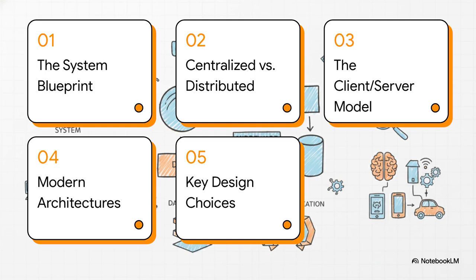So, to get our heads around all this, here's our plan. We'll start with what this blueprint actually defines. Then we'll dig into the huge fundamental choice between centralized and distributed systems. That'll lead us right into the revolutionary client-server model. From there, we'll see how that idea basically powers the internet today, and we'll wrap up with some other key choices that architects have to make.